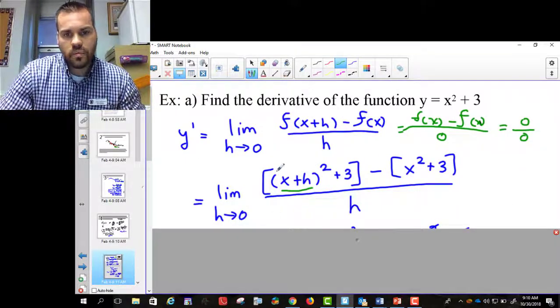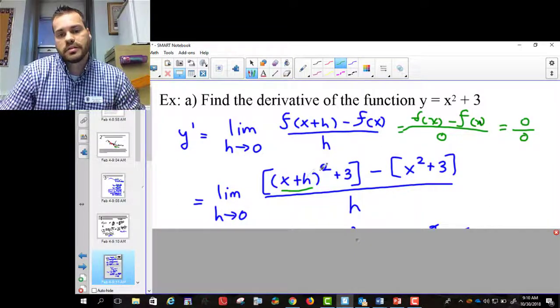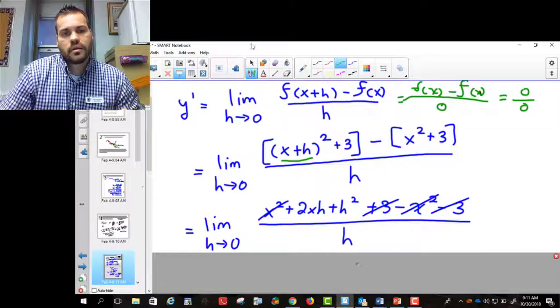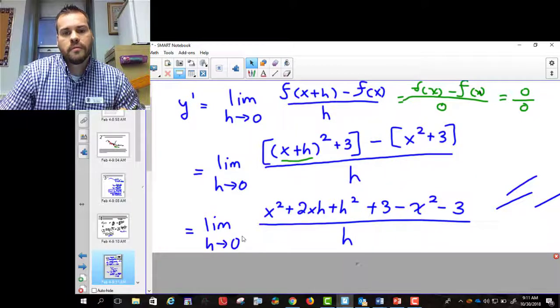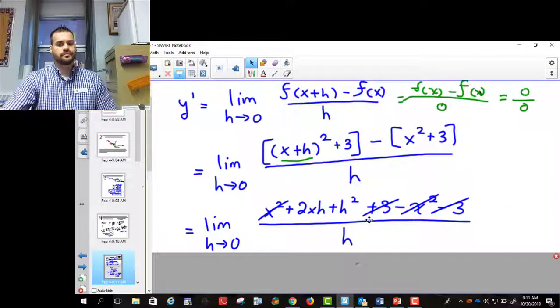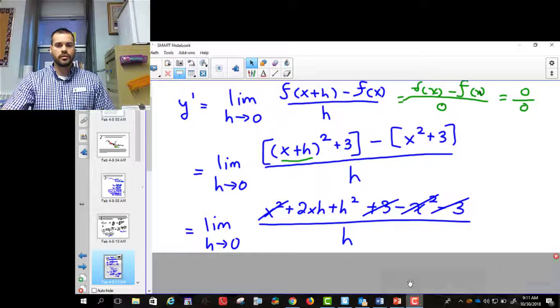Generally, what we're going to do with these, if they're polynomial functions, is we're going to expand. So I'm going to expand x plus h squared, and that gives me x squared plus 2xh plus h squared, and then plus 3, and then minus x squared and minus 3, if you remove the bracket from this. And then what happens is the x squareds and the 3's cancel, because you have x squared minus x squared and 3 minus 3. And so what you end up with is 2xh plus h squared over h.